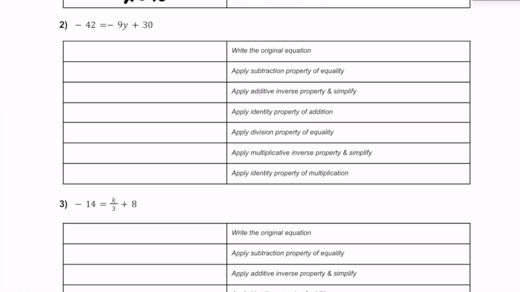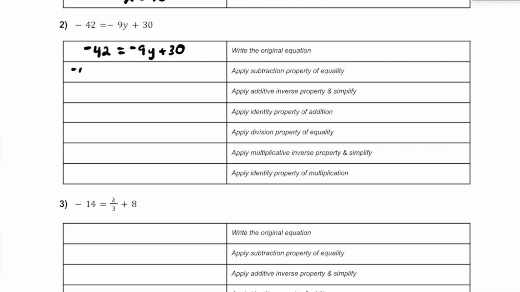For number 2, we have another equation. It's another two-step one, it looks like. So I'm going to just copy it down. Negative 42 is equal to negative 9y plus 30. It says to use the subtraction property of equality, and that makes sense because we see this plus 30 here.